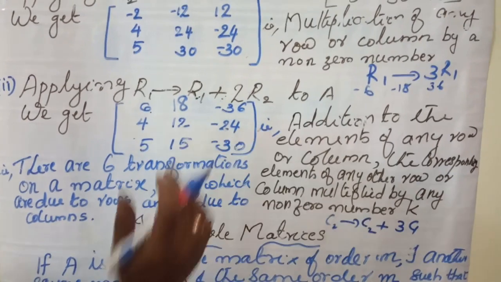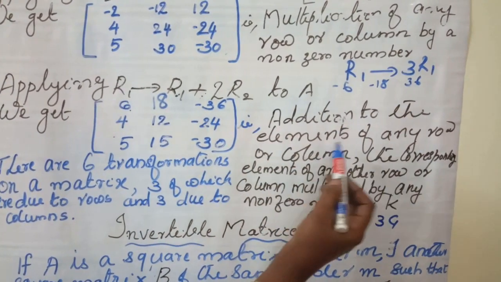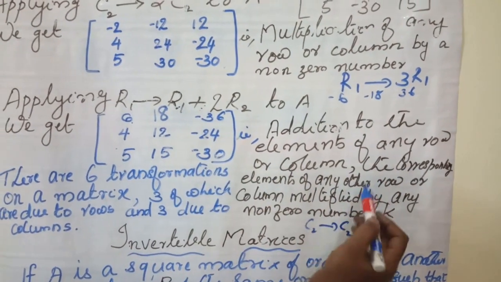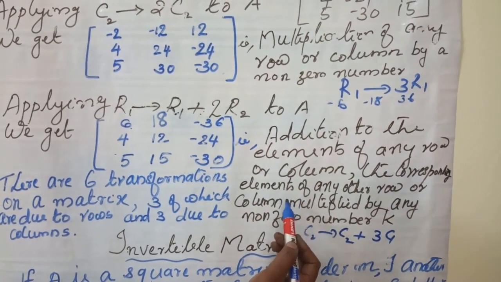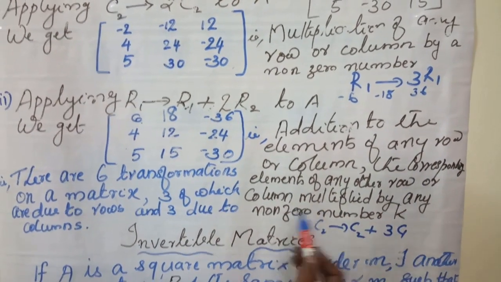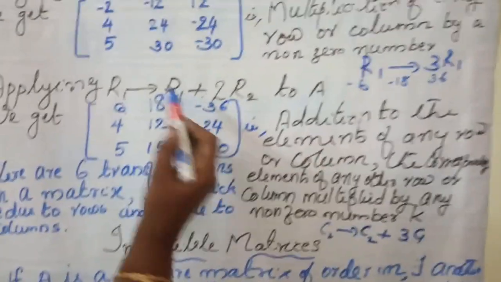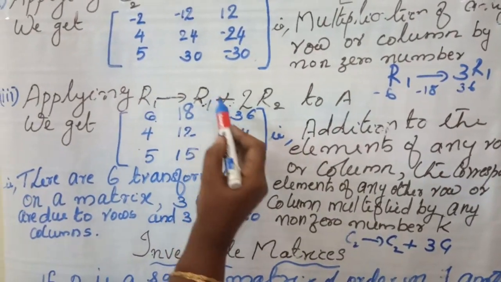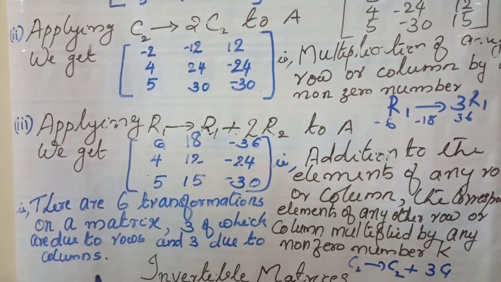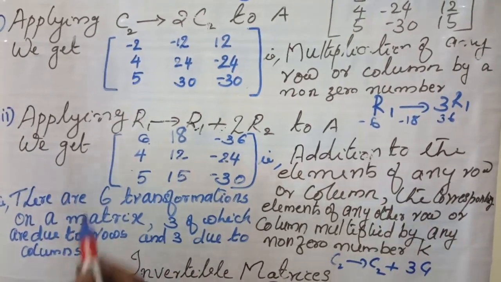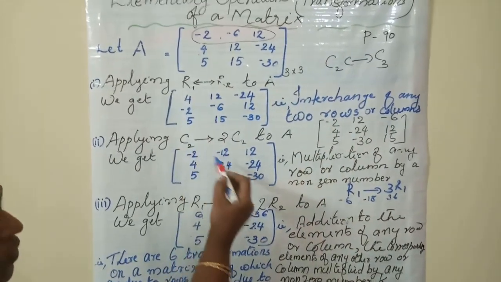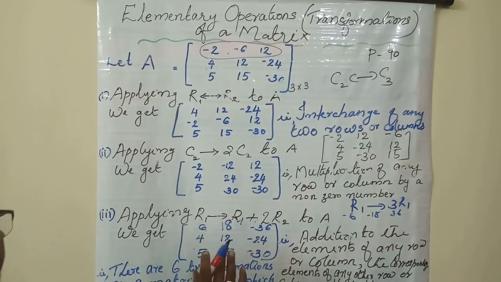So this operation means we can say addition to the elements of any row or column, the corresponding elements of any other row or column multiplied by any non-zero number k. That is, R1 changes to R1 plus the second row multiplied by a non-zero number. So this is the third operation. That means all together, the first operation for rows, second for rows, third for rows. So 3 row operations are there.